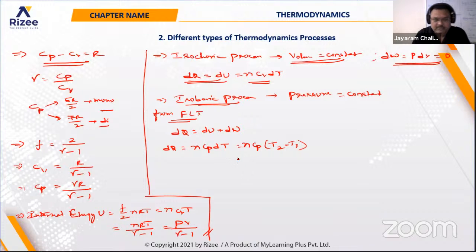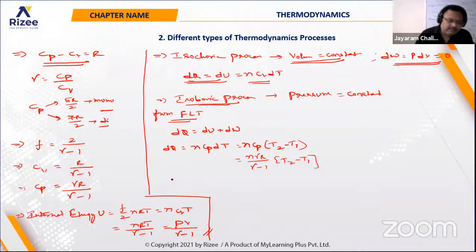If I want, you can also replace the Cp value. This is n into gamma R by gamma minus 1 of T2 minus T1. And simultaneously, dU can be written as nCv dT, or nCv of T2 minus T1.